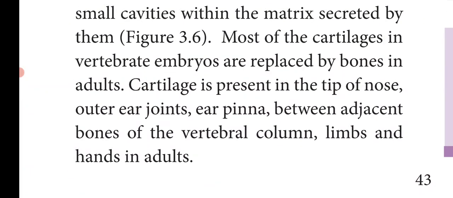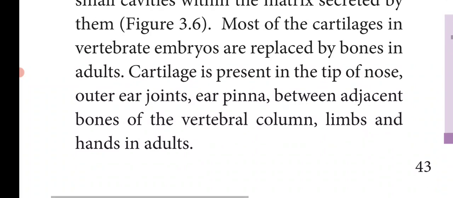Most of the cartilage in vertebrate embryos is replaced by bones in adults. Cartilage is present in the tip of the nose, outer ear joints, ear pinna, between the adjacent bones of the vertebral column, limbs and hands in the adults.